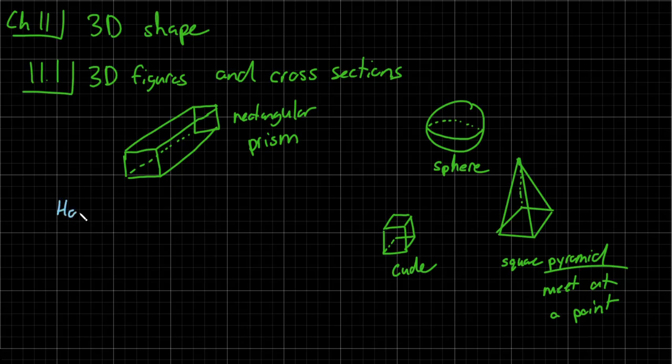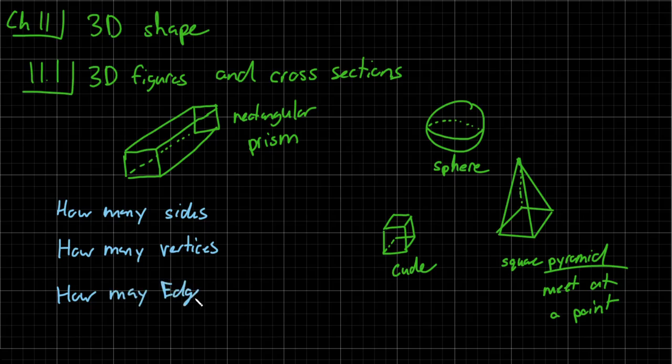I want to say how many sides, how many vertices, and how many edges does this shape have? Do you like the word sides or do you like the word faces? Okay, we'll use it for now. How many sides does a rectangular prism have? 6. Okay. What does vertices mean?